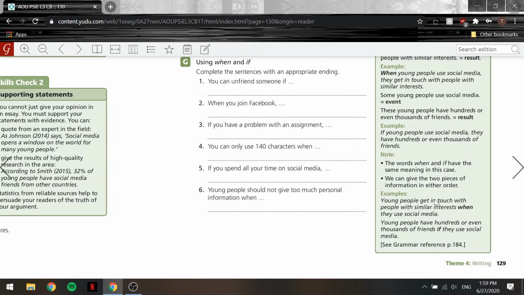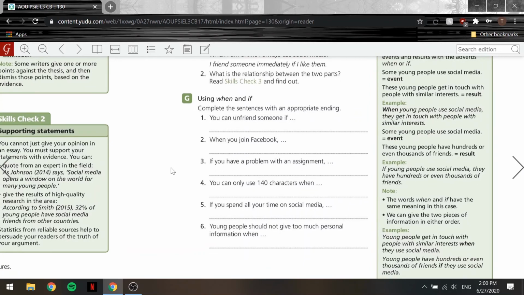Remember, this was the result, as you can see up top. I used "when" in the middle now: they use social media. One more: Young people have hundreds or even thousands of friends if they use social media. I used "if" in the middle because I switched. So it doesn't have to be in any particular order. Just know that you're going to have to change the position of the adverb itself.